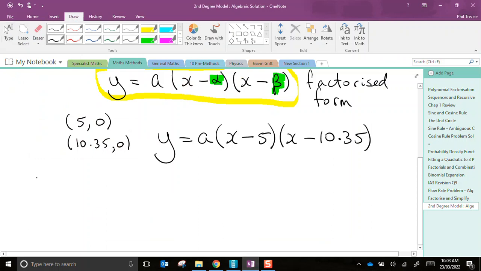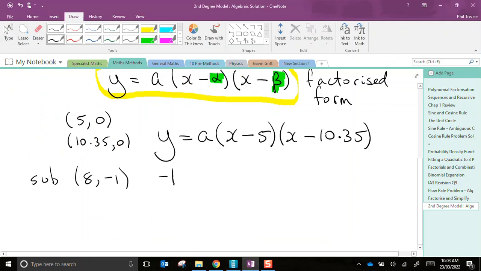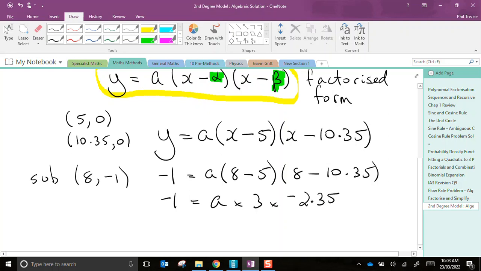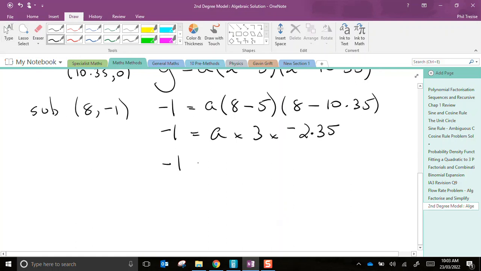So I am going to now substitute the value 8, -1 into this equation. The y value would be -1. We don't know a. The x value is 8 subtract 5, and then 8 subtract 10.35. 8 subtract 5, of course, is 3. 8 subtract 10.35 is -2.35.